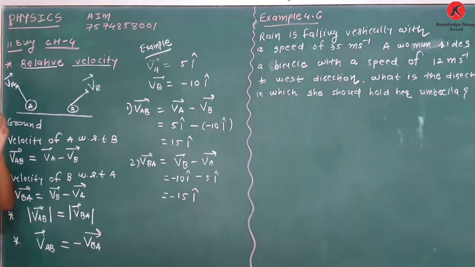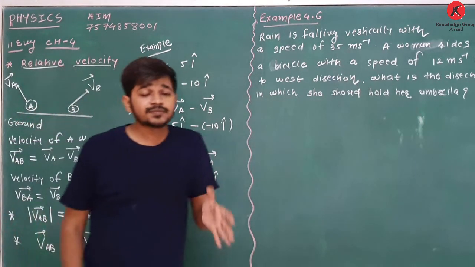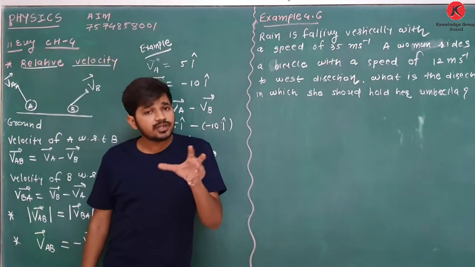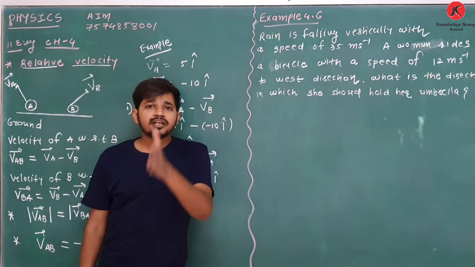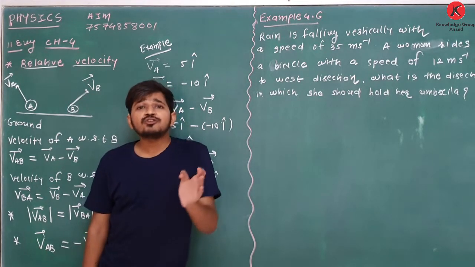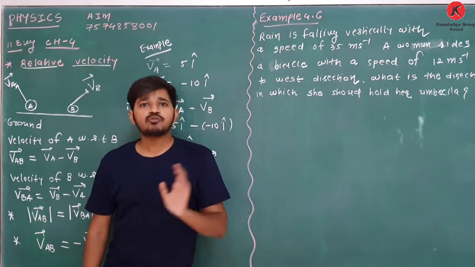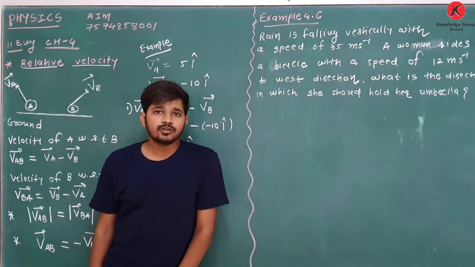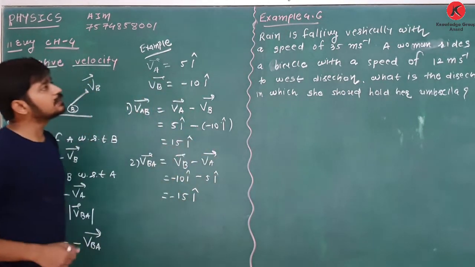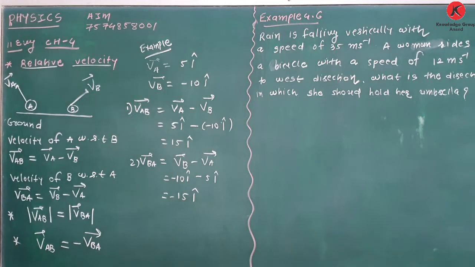Again, velocity is a vector quantity. So you will be given a condition, and according to that condition, you have to write the velocity vector, and then you have to find the relative velocity. Now we will see one example based on relative velocity.